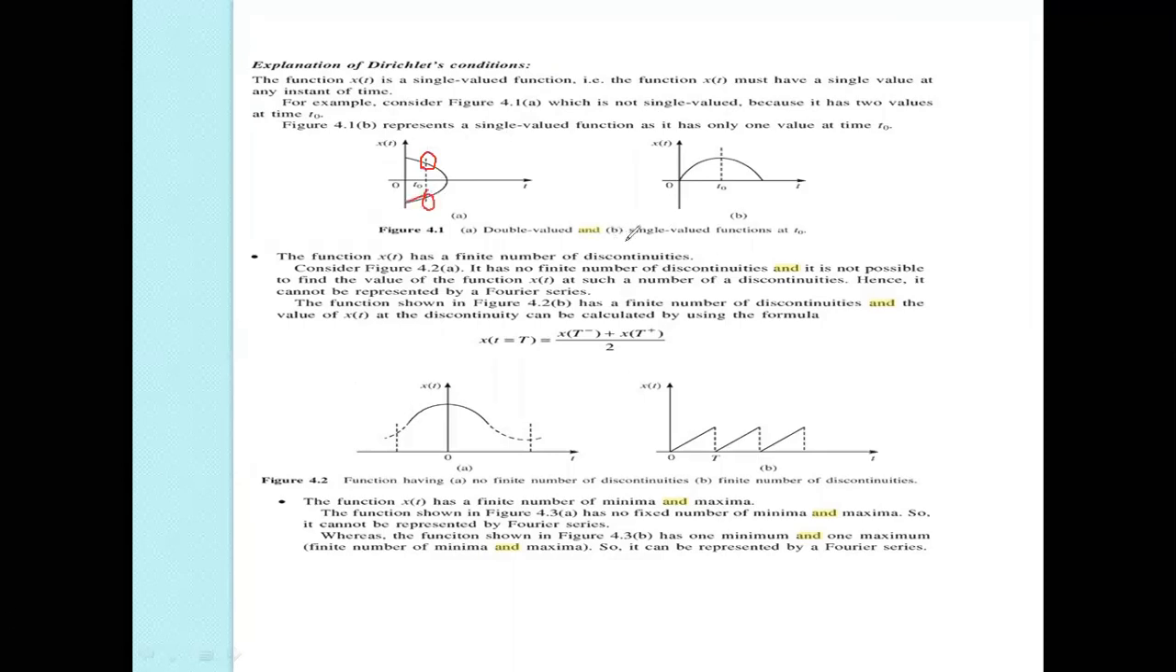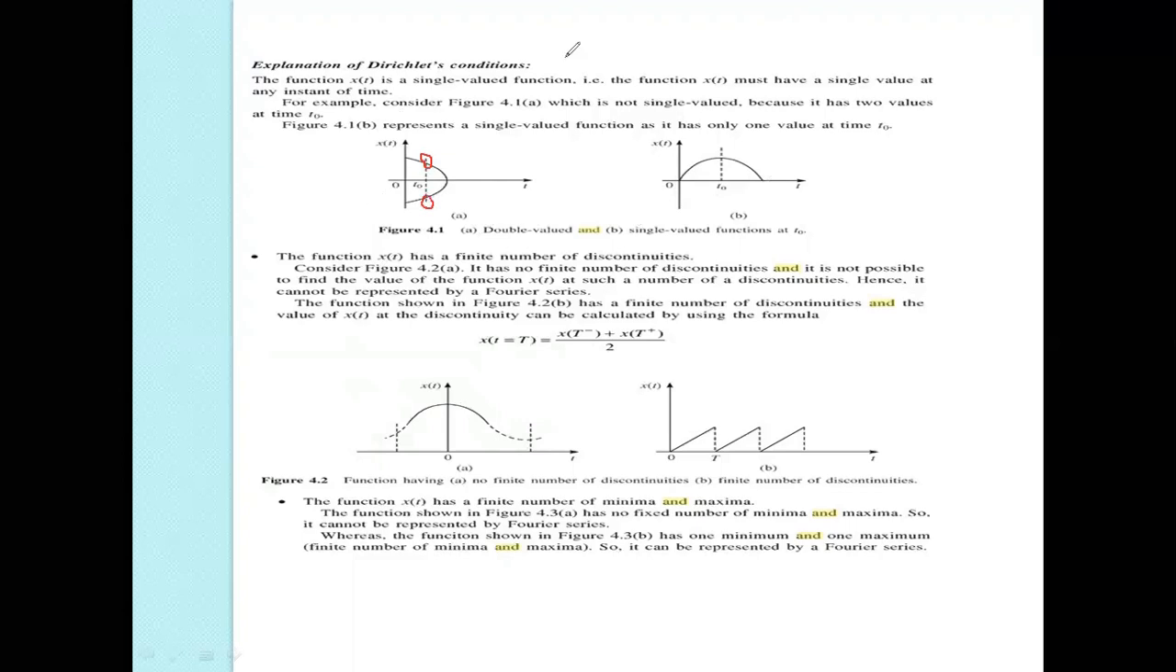So see in the second figure, it is a single value. At t naught, we have only one value. And let us see here another function, t1, before the value of t naught and after the value of t naught also, having only the single value. If there is a single valued function, that is also satisfied, the first condition. Double valued means for one value there are two values, a plus and a minus value.